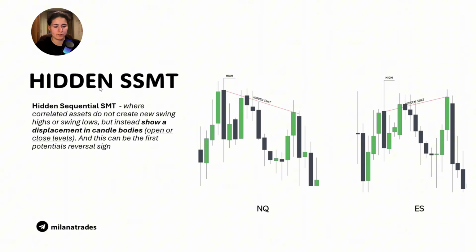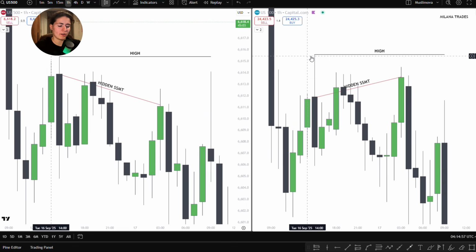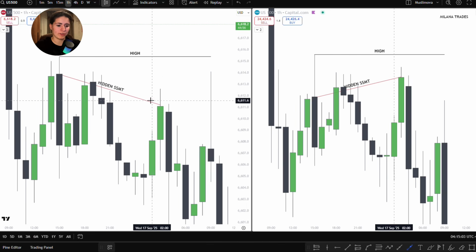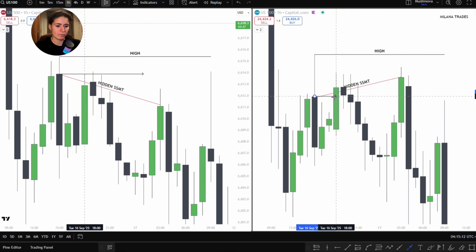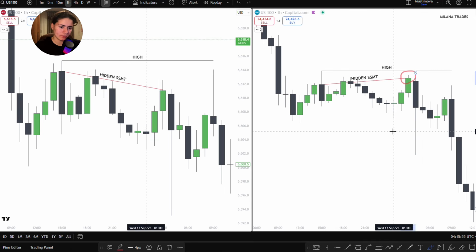Okay, after looking at regular sequential SMT, we can also see hidden sequential SMT. Hidden sequential SMT happens when correlated assets don't make a new swing high or swing low, but instead show a difference in the candle bodies at the open or close. Even though it's less obvious, this can be the first sign of a potential reversal. Let's look at this example. The price doesn't make a new high on both assets, but if we look at the candle bodies, we can see that on the first asset, the price didn't update the open of this candle, while on the other asset, this open level was updated. And after this difference, the market reversed.